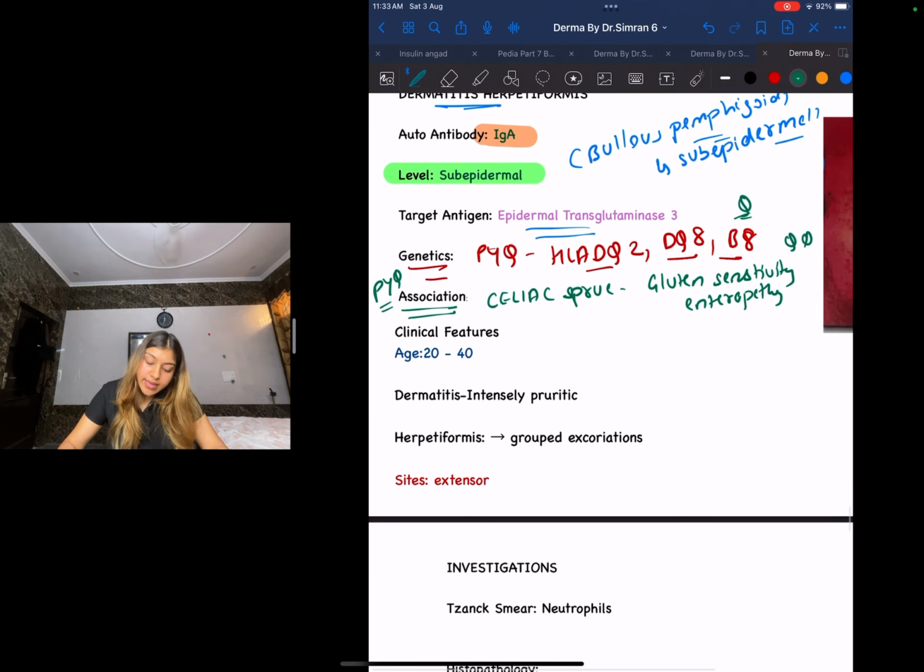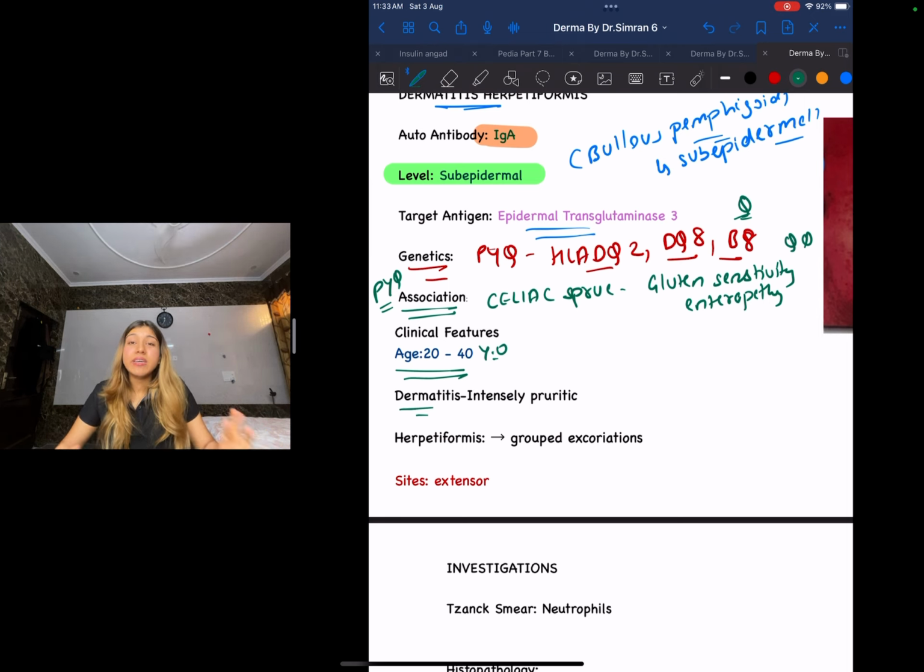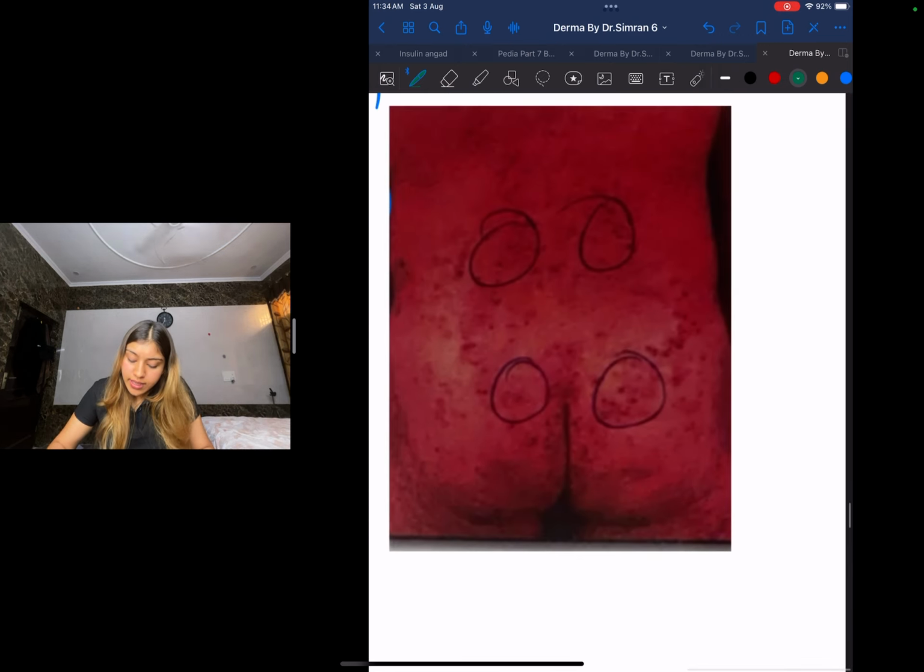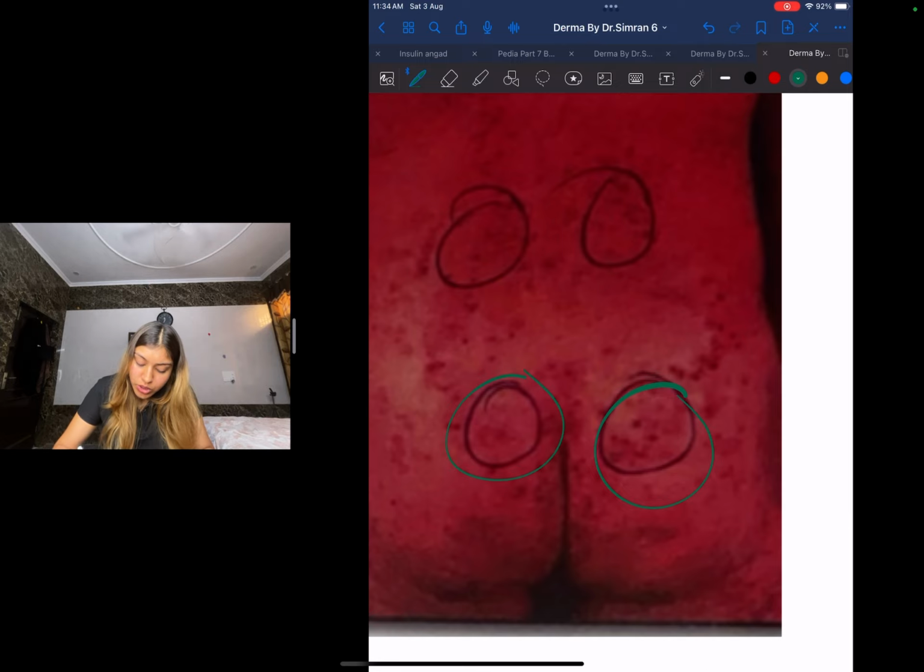Next, guys, what you need to know is the clinical features. What is the age? Age is going to be mostly 20 to 40 years. What does dermatitis basically mean? Dermatitis means intensely pruritic. It's very, very itchy. And herpetiformis over here basically means grouped excoriations. Excoriations means scratch, itch marks, right? So you can see this. These are grouped excoriations.